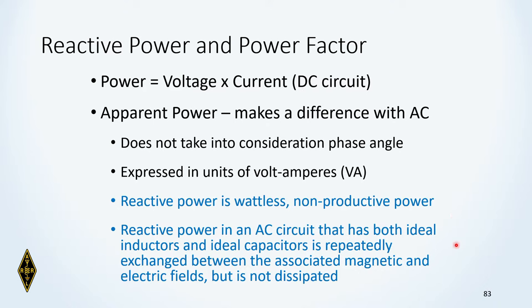Practical application. Reactive power in an AC circuit that has both ideal inductors and ideal capacitors is repeatedly exchanged between the associated magnetic and electric fields, but is not dissipated. So we're throwing it back and forth, but it's not actually doing anything to accomplish any work. So just review these two items.